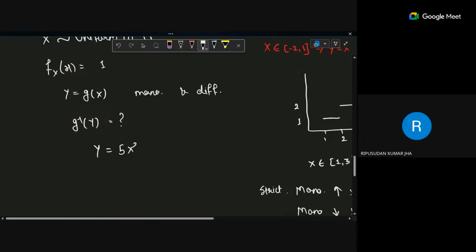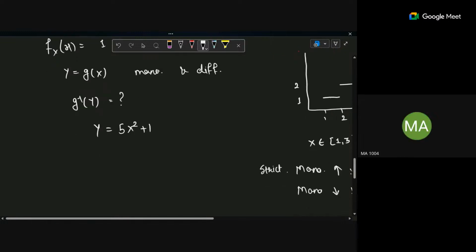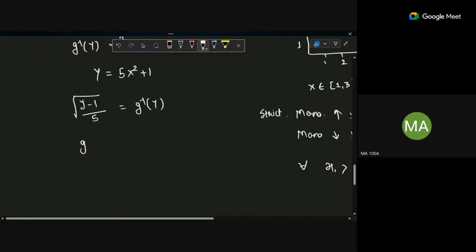Root under y minus 1 upon 5. Y minus 1 all divided by 5, under the root, will be our g inverse of y. Okay, fine. What is g derivative?